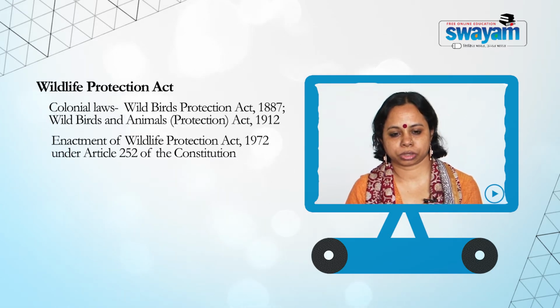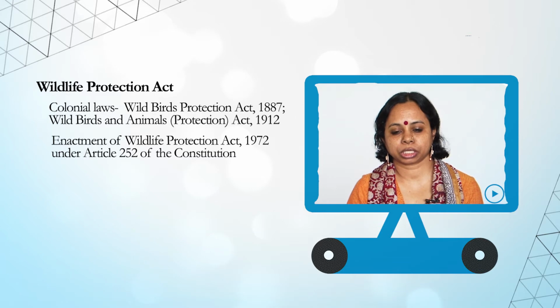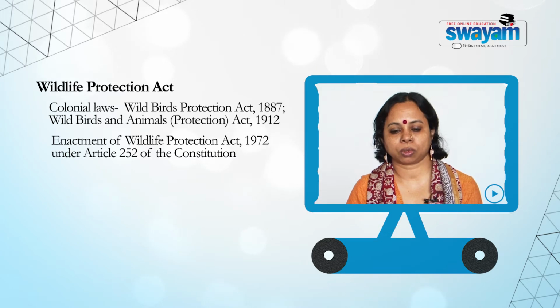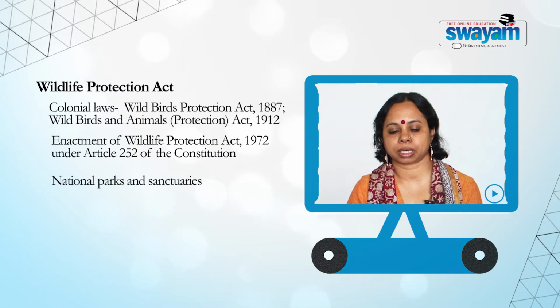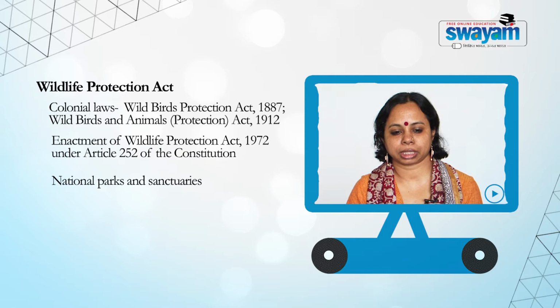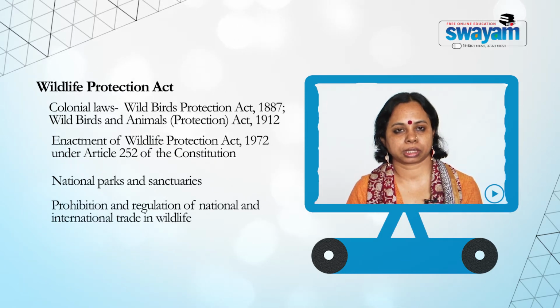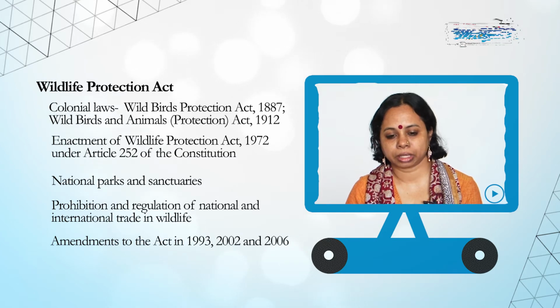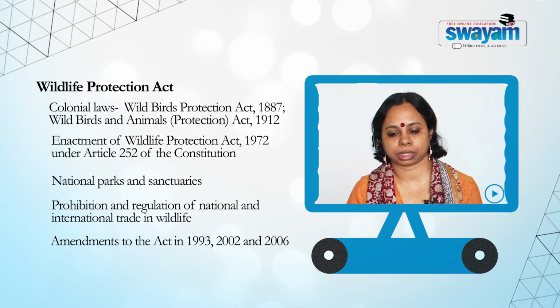But in 1972, post-independence India enacted the Wildlife Protection Act by making use of the provision under Article 252 of the Constitution. What is envisaged in the 1972 legislation is the setting up of national parks and sanctuaries to protect wildlife and for propagation of wildlife. It also later started regulating and at times prohibiting national and international trade in wildlife. But much was desired, and therefore amendments were brought into the legislation in 1993, 2002 and 2006.